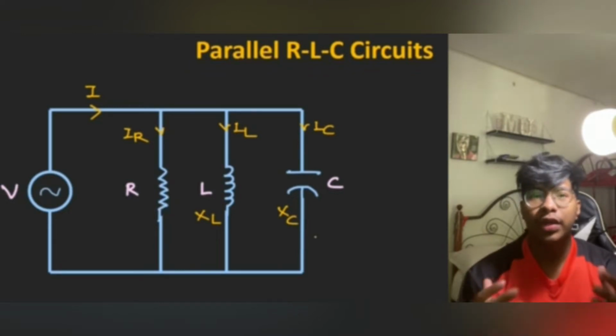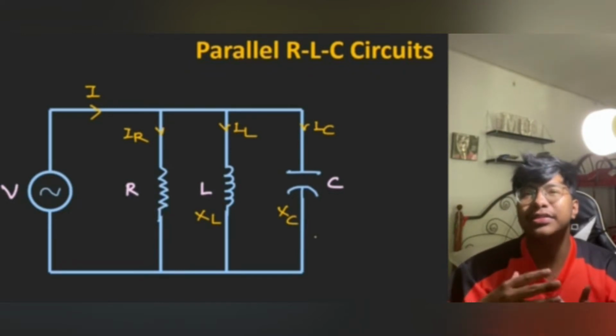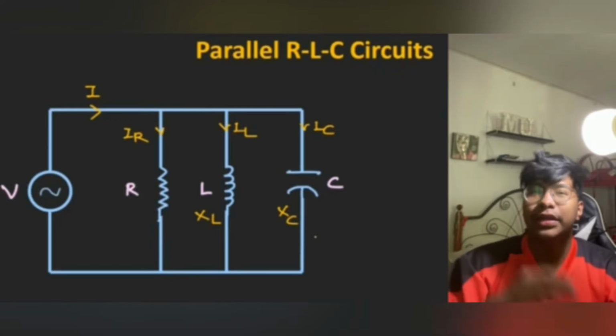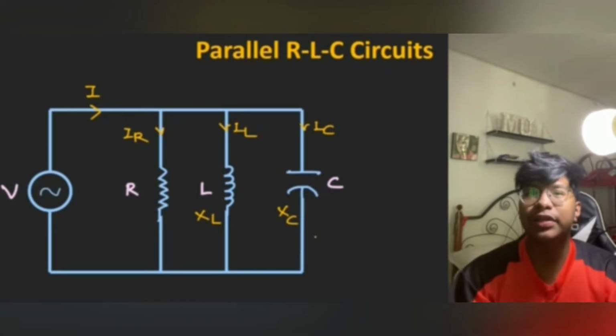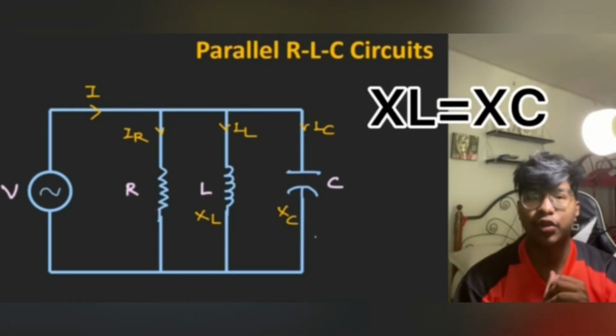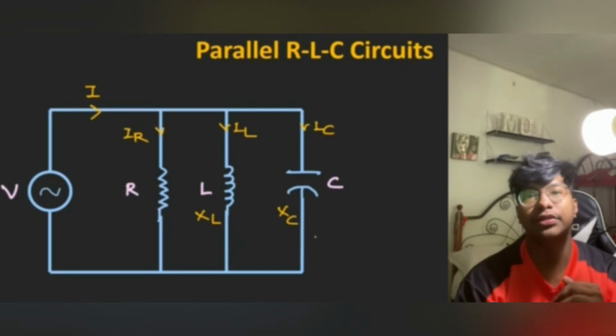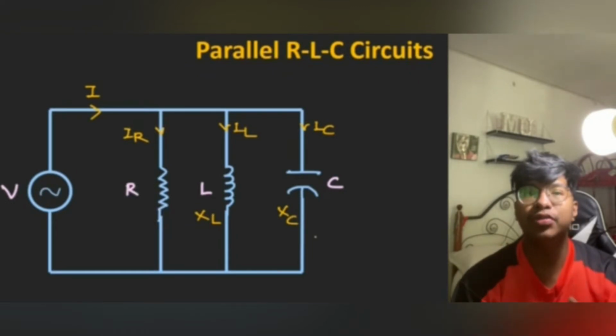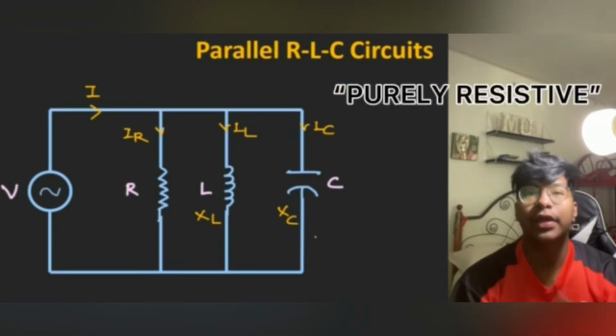Whether the circuit is series RLC or parallel RLC, the resonance condition remains the same. That means when XL is equal to XC, the circuit will be in the resonance condition. During resonance, the impedance of the circuit will be purely resistive.